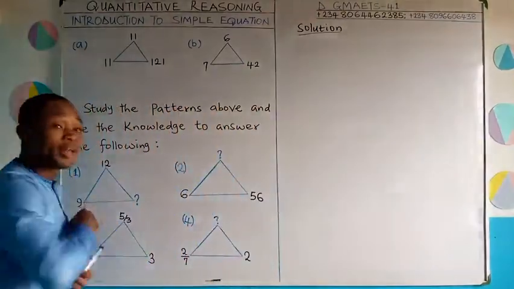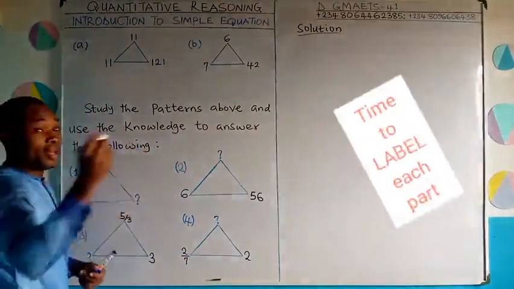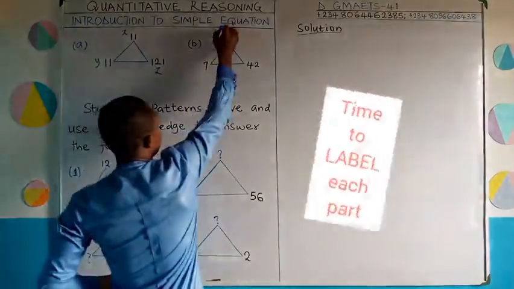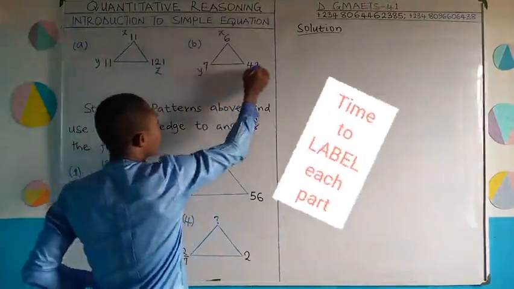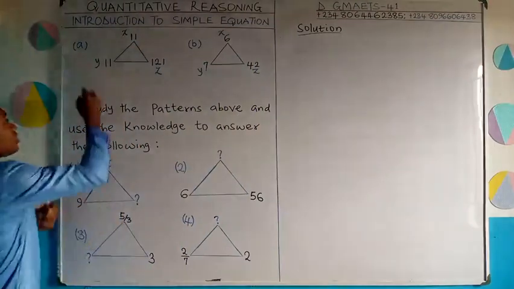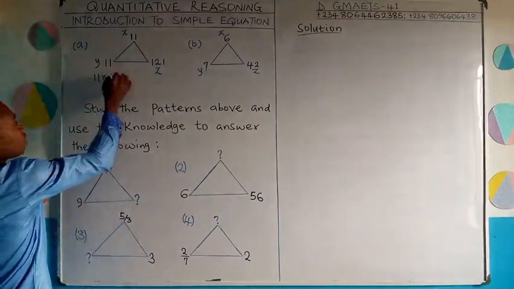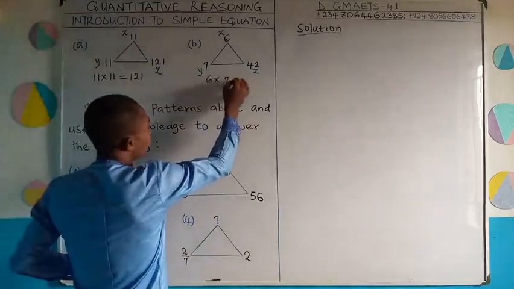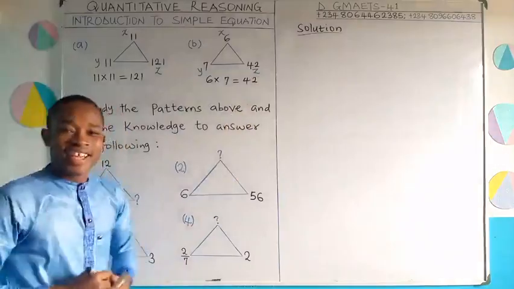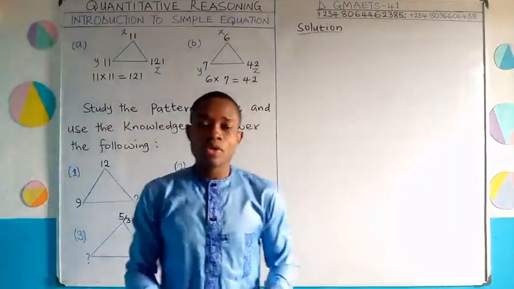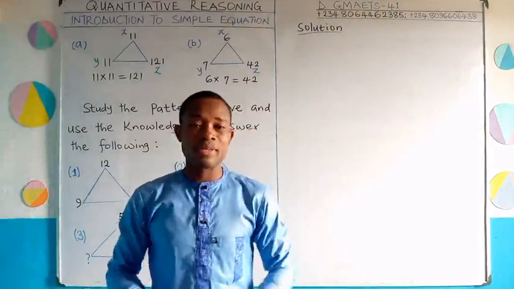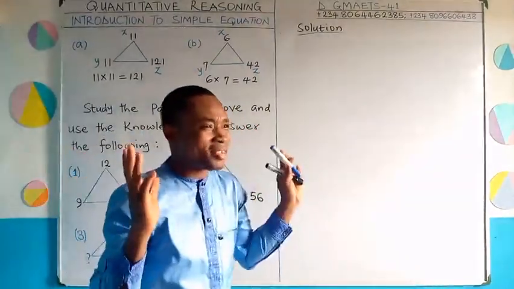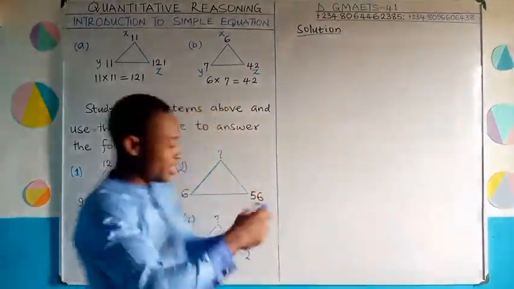And so I will go and label. Let's call this X, let's call this Y, let's call this Z. And the same way I will label this X, Y, Z. We say that the pattern is 11 times 11 equals 121. And then here, 6 times 7 equals 42. You know why I labeled? Because I want to bring out just one formula, possibly, that I will use in solving all these questions, so that I will not stress myself. I don't like much stress. Okay? So let's do that.